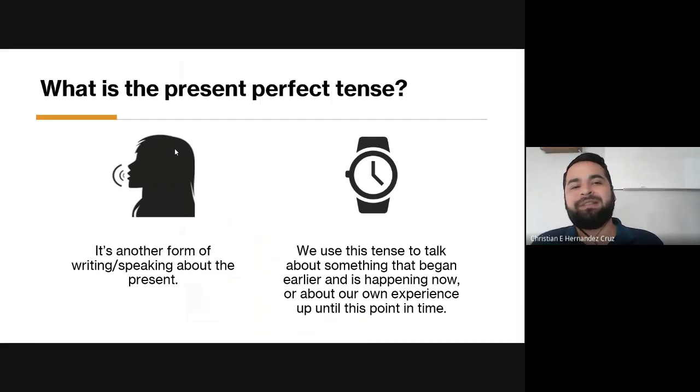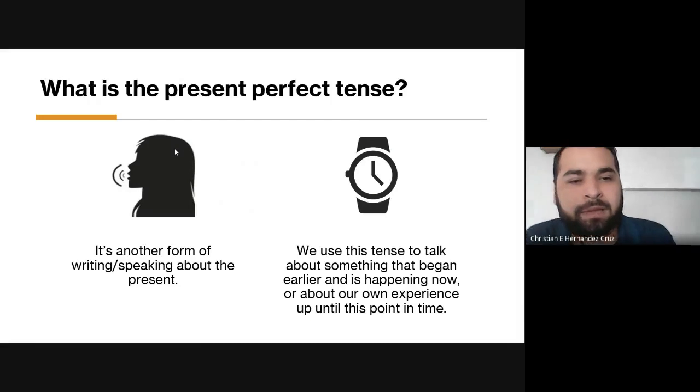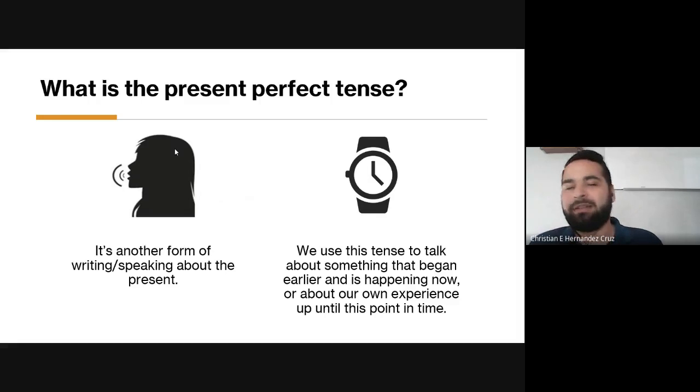So the present perfect tense is another form of writing and speaking about the present. So basically, it is another present tense. You know, we had the simple, we had the progressive, now we have the perfect tense. And we use this tense to talk about something that began earlier and is happening now. So it does resemble somewhat the progressive tense. And we can also use this tense to talk about our own experience up until this point in time, up until right now.